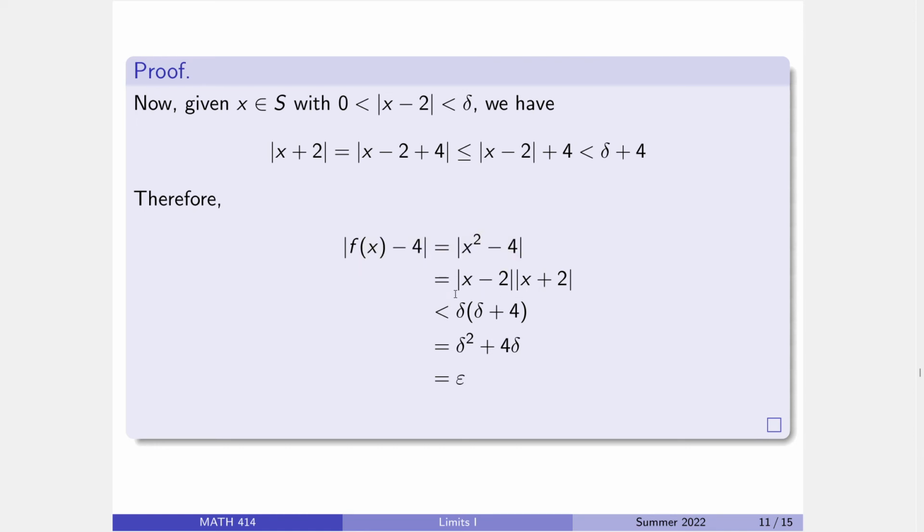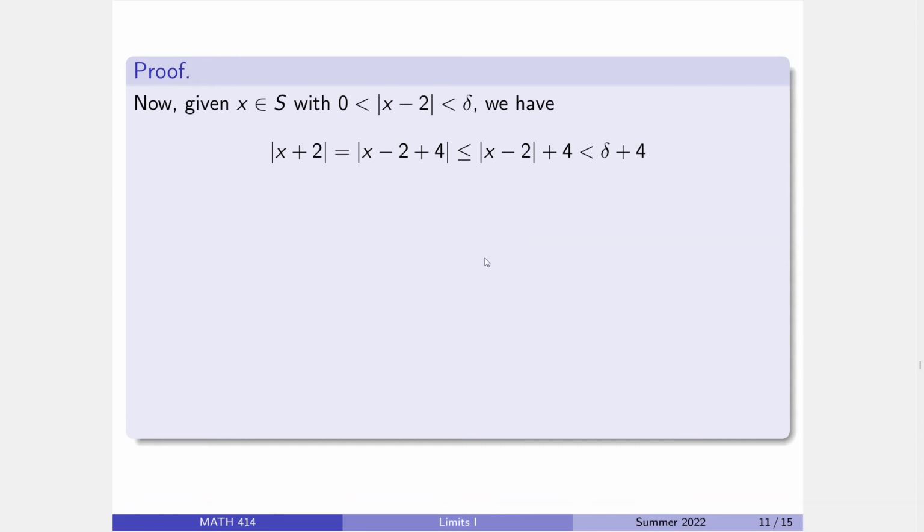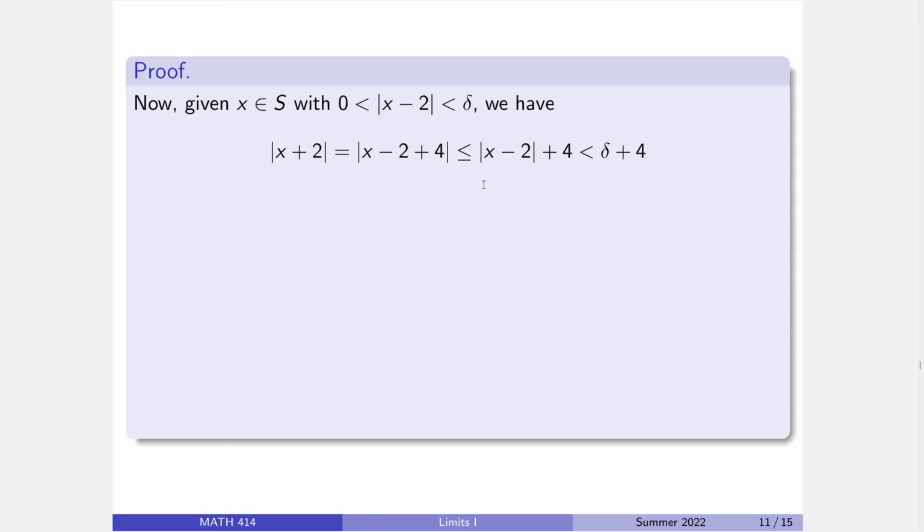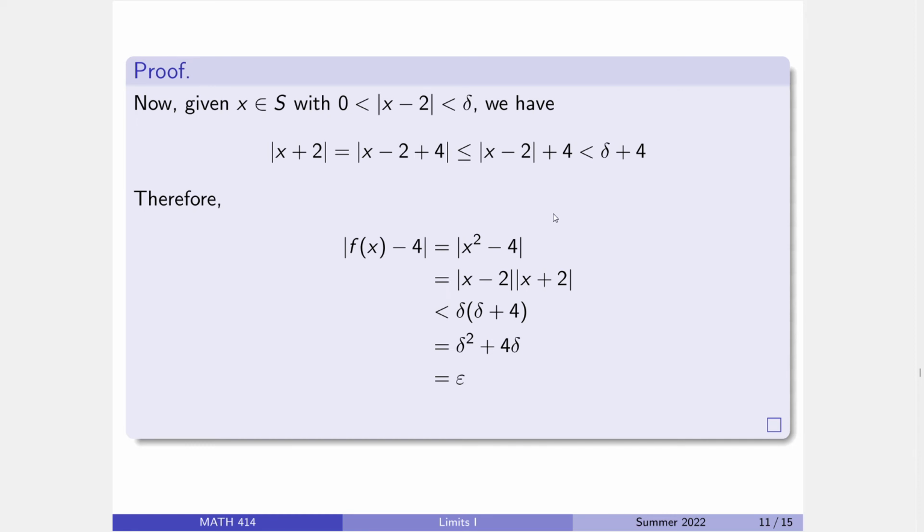I started here, got here, figured out that if this was less than delta, this was less than delta plus 4, then I got delta squared plus 4 delta, so I set that equal to epsilon, and then I solved for delta, which gives me this. It's plus or minus, but I obviously want the non-negative one. And then equipped with that, I just set delta equal to this, and then formally work out the details. And there we go. Alright, well, if you thought that was a great time, then you're going to love the homework.